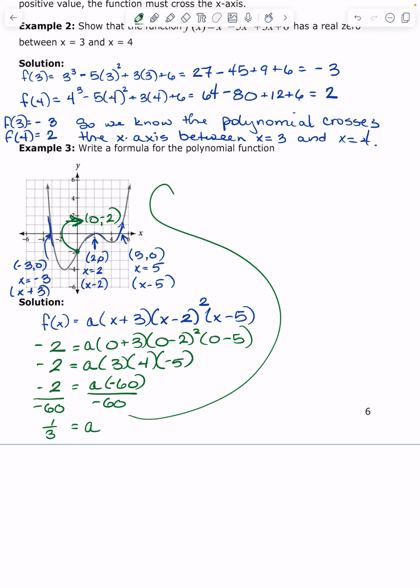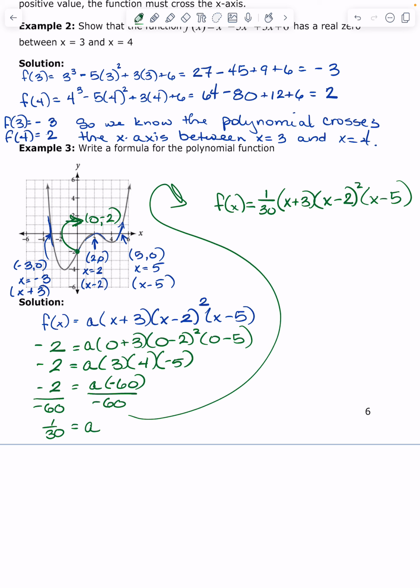We're going to go back up here, and we are going to write our polynomial function. Oops, sorry, 1 over 30. 1 over 30 times x plus 3 times x minus 2 squared times x minus 5.